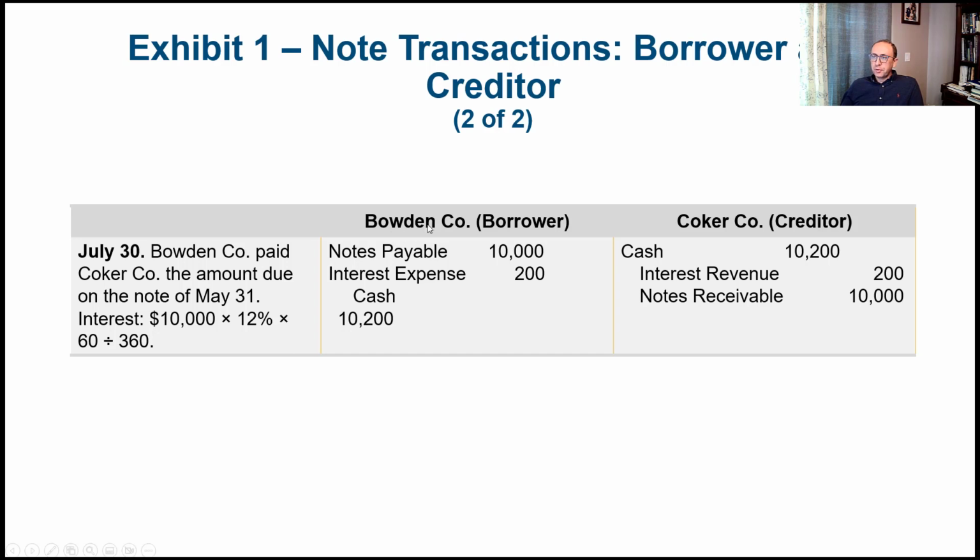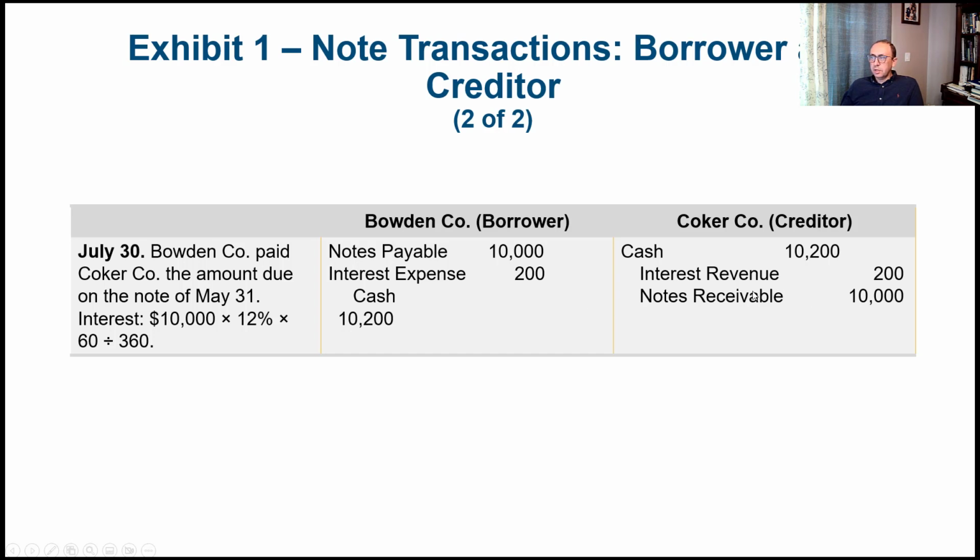So for Bowden Company, we're going to get rid of the note payable, $10,000, as we've done before. We're going to debit interest expense, which, based on our calculation here, turned out to be $200. And then cash should be $10,200 on the credit side. And again, I think the table is a little bit messed up here, so please forgive me for that. It should be on the right hand side, in this spot here, $10,200.